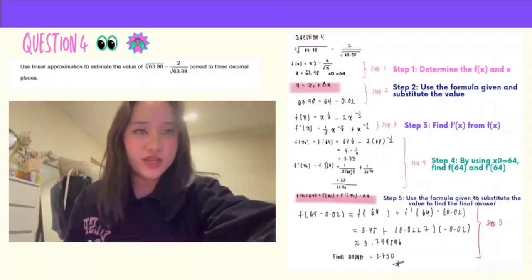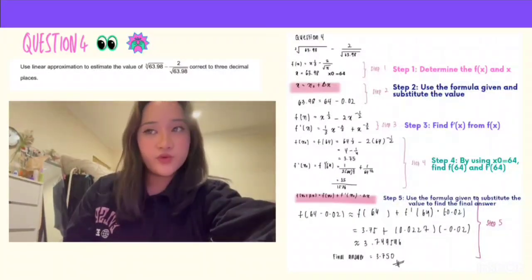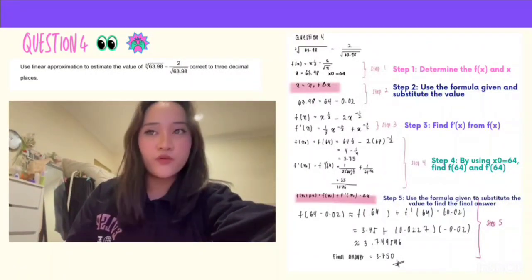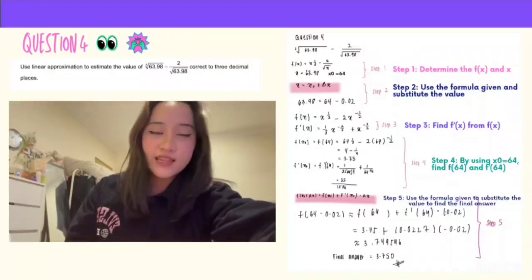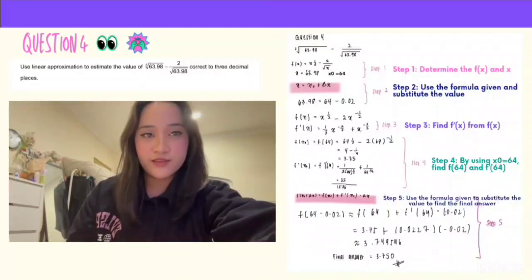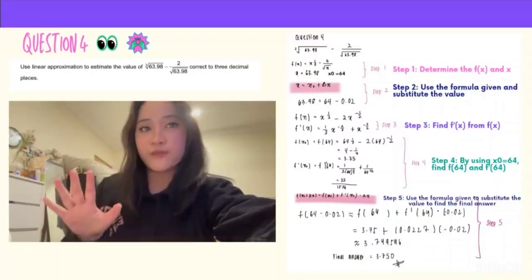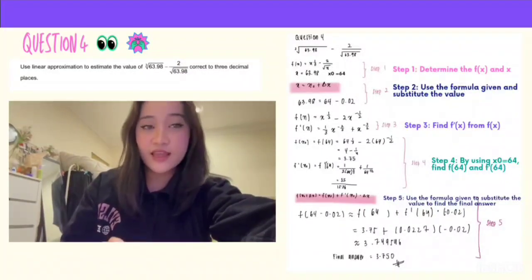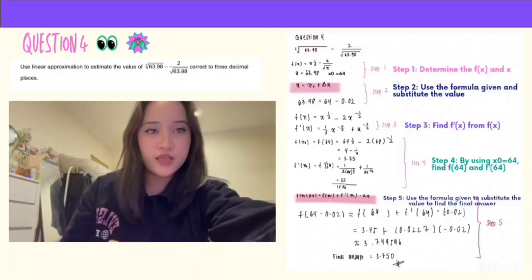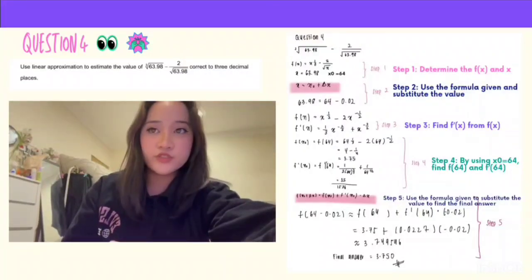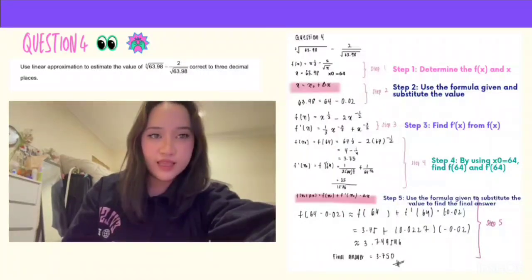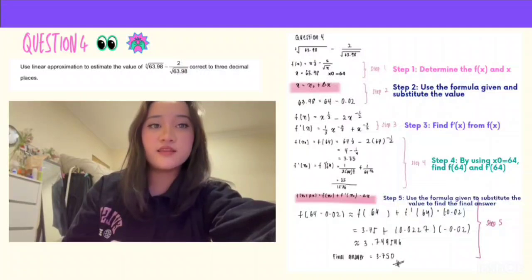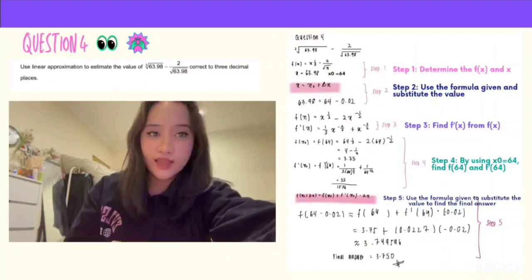So today I'm going to teach you guys how to do question 4, which is use linear approximation to estimate the value of cube root 63.98 minus 2 over square root of 63.98, correct to 3 decimal places. For this question, you guys will have 5 steps to do. For step 1, you need to determine the f(x), x, and x0 from the question. For this question, f(x) will be x to the power of 1/3 minus 2 over square root of x. For x, it's 63.98 and x0 is 64, since it is the closest value to 63.98.